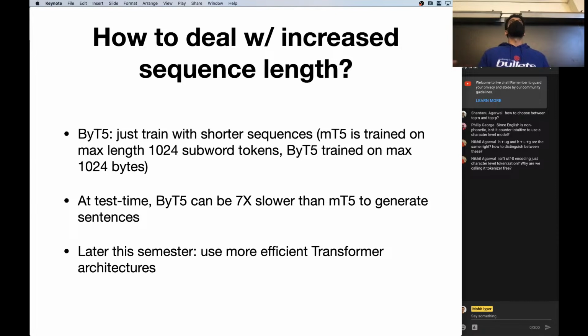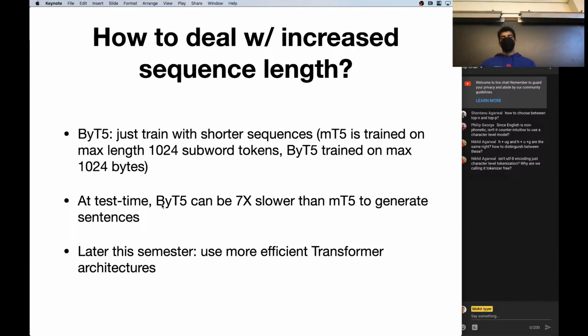But I agree that this is a big issue with the byte level models that this paper doesn't try and handle at all, but we'll see later in the semester some modifications on the transformer that actually make it feasible to handle longer sequences.